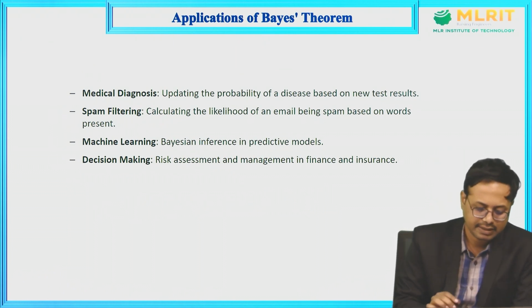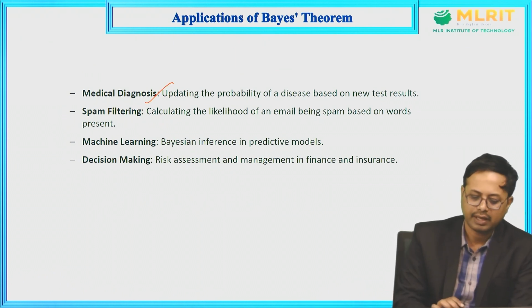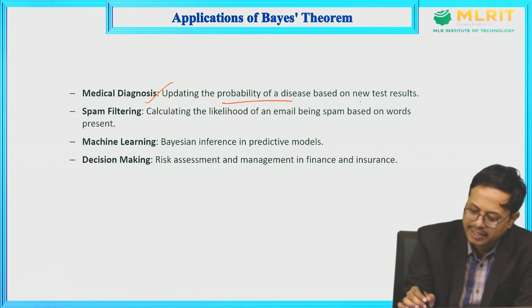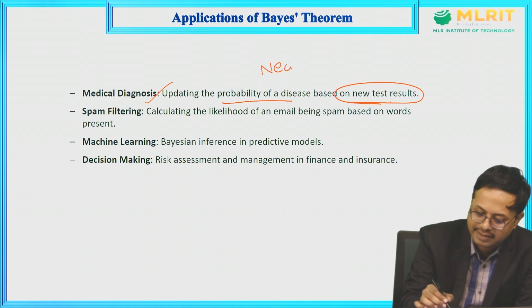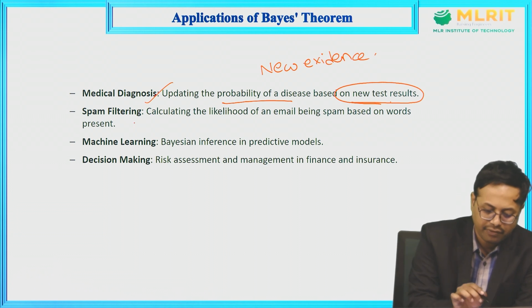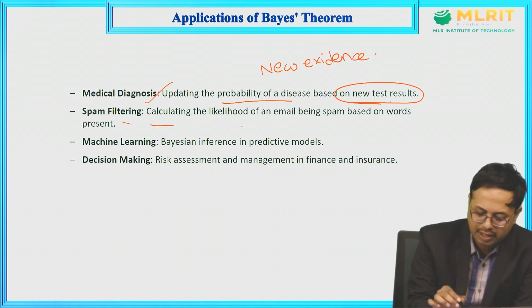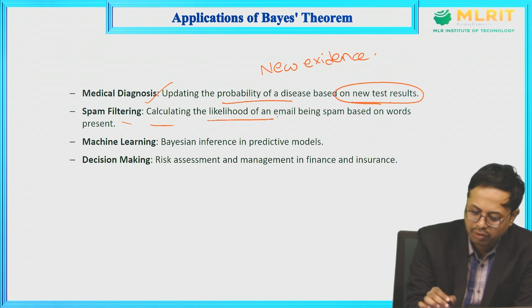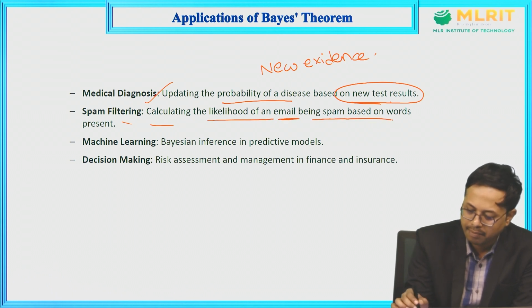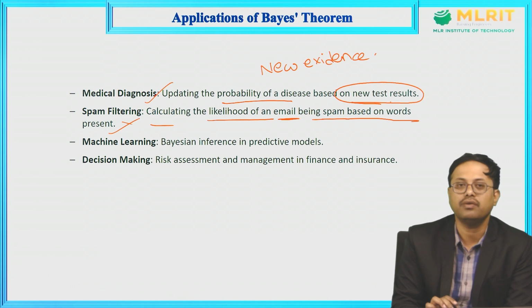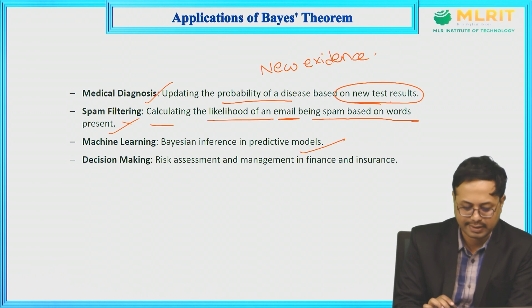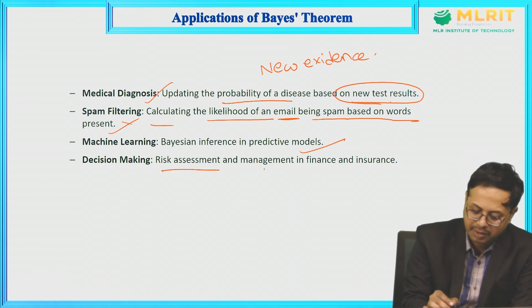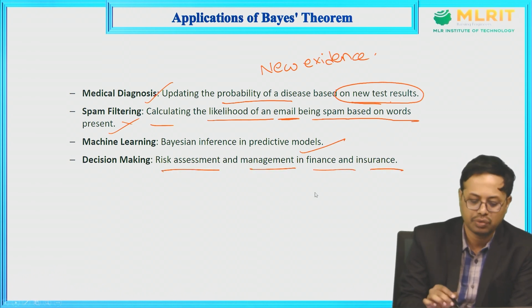Next, what are the applications? Just now we discussed medical diagnostics: updating the probability of a disease based on new test results, that is, based on the new evidence. Next, spam filtering, which we use for email accounts, calculating the likelihood of an email being spam based on the words present. In machine learning we also use it for predictive models. Next, in decision making, risk assessment and management in finance and insurance, we use this concept.